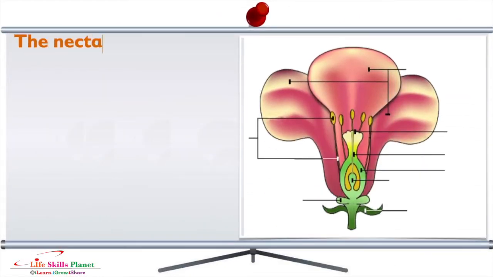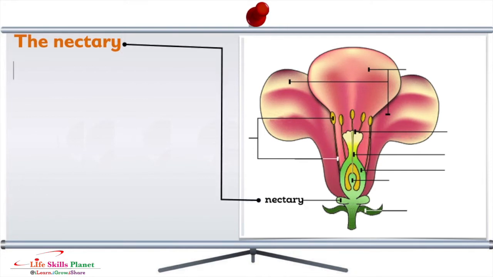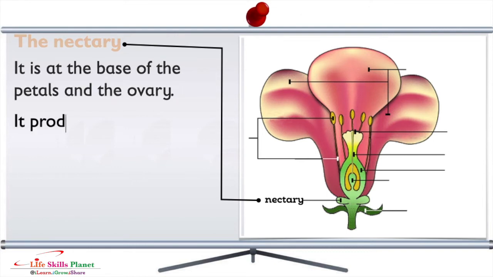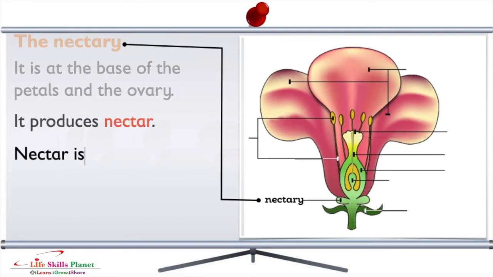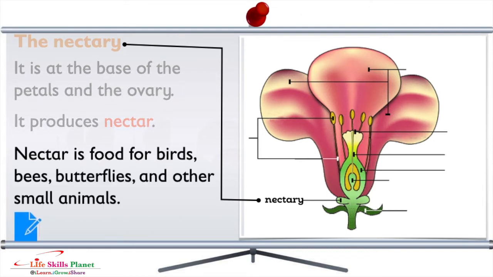The nectary is at the base of the petals and the ovary. It produces nectar. Nectar is food for birds, bees, butterflies, and other small animals. Bees use nectar to make honey.